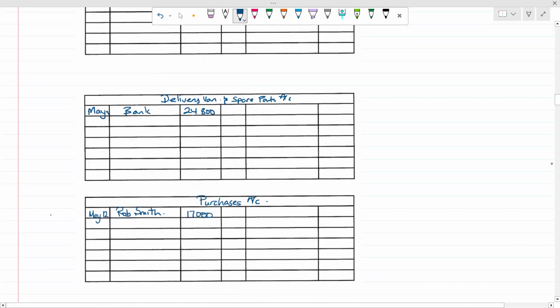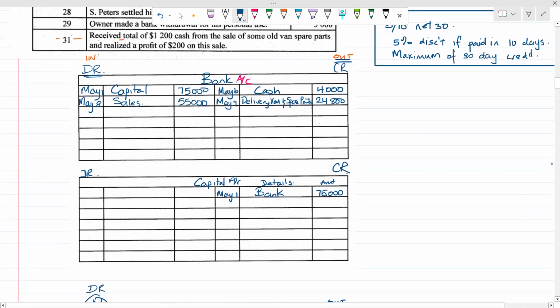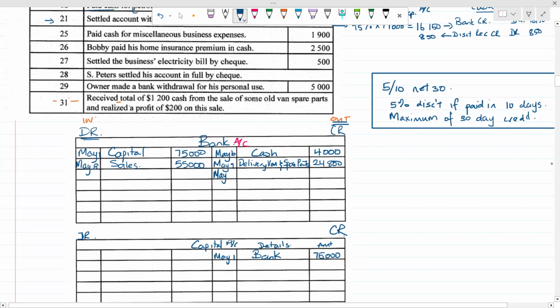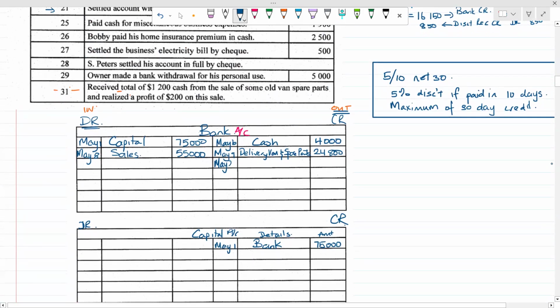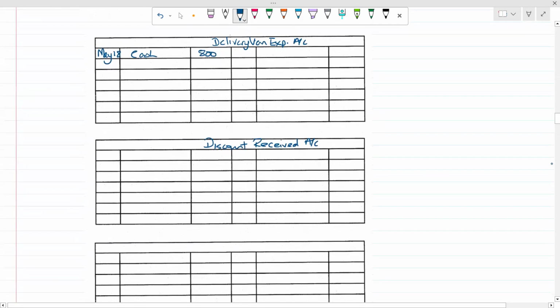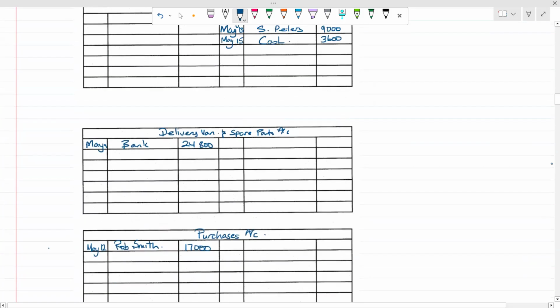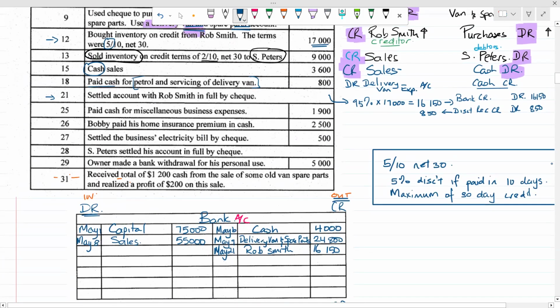Yes? So it means that I have two accounts that I need to write in. Bank. It was the 21st. Rob Smith. And 16,150. And I'm going to discount received, and on the credit side as well. All right, Rob Smith, I put the 850. Cool? All right, so I'm done with this.